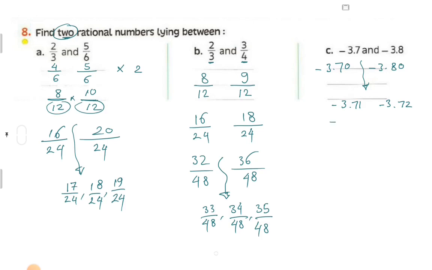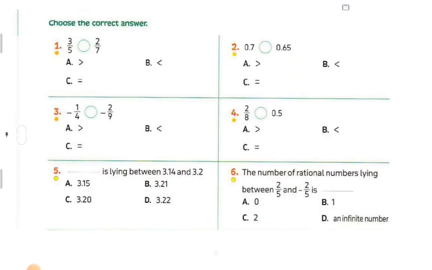I can also write negative 3.73, negative 3.74 and so on till negative 3.79. All these rational numbers are okay as a solution. Okay, what's the correct answer?